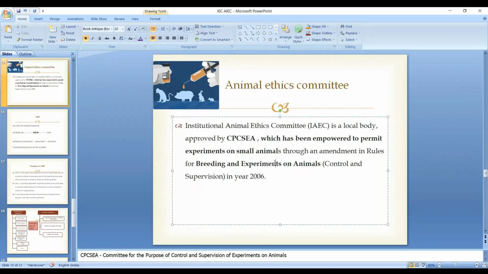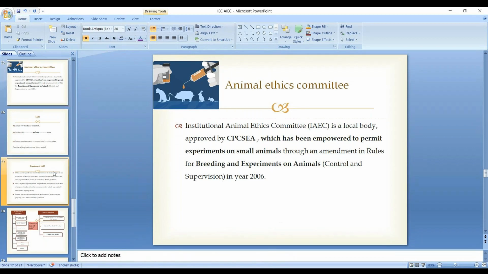Here in the Animal Ethics Committee, CPCSEA persons are there who are taking care of everything. In the Animal Ethics Committee, the mandatory CPCSEA members should be there. Though it is institutional, the CPCSEA member should be there. If he is not there, your Animal Ethics Committee should not give approval to any proposal. They are the nominated nominees, given by the CPCSEA.